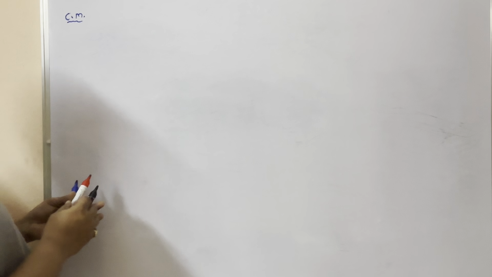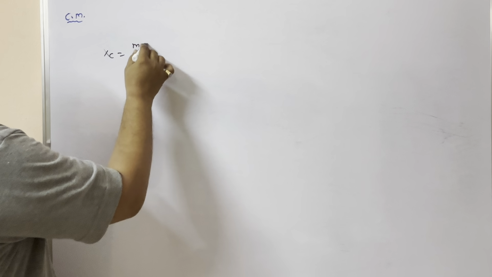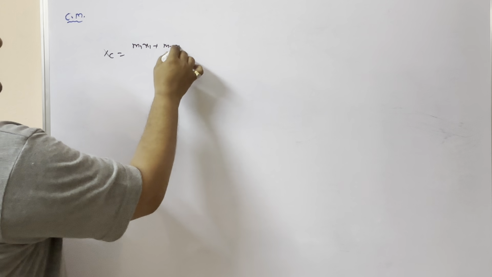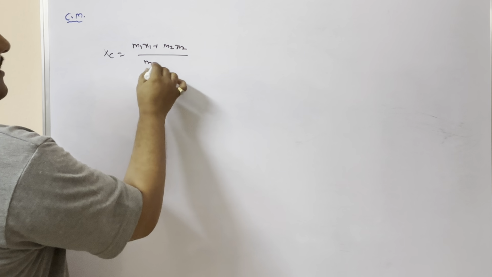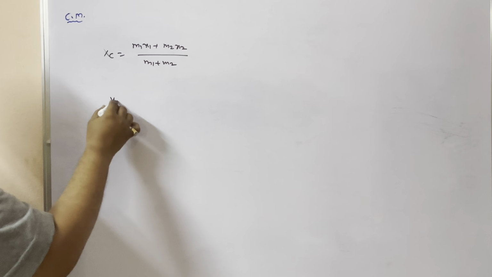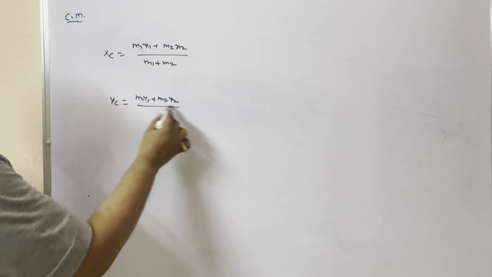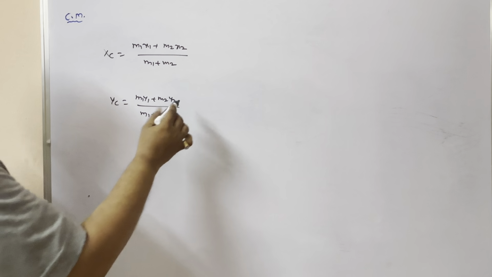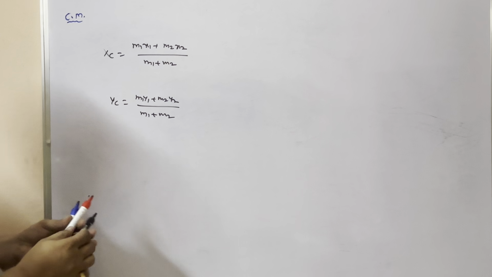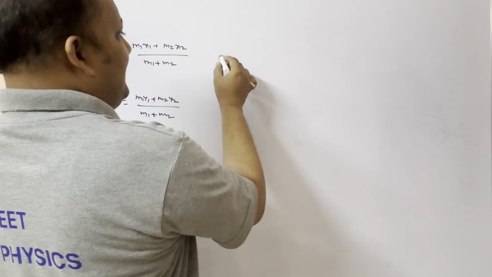The center of mass equation is given like this: xc equal to m1 x1 plus m2 x2 by m1 plus m2 for a two particle system. yc equal to m1 y1 plus m2 y2 by m1 plus m2. Like that zc also they will write. This is for a two particle system. If they have given n number of particles, we will extend this.